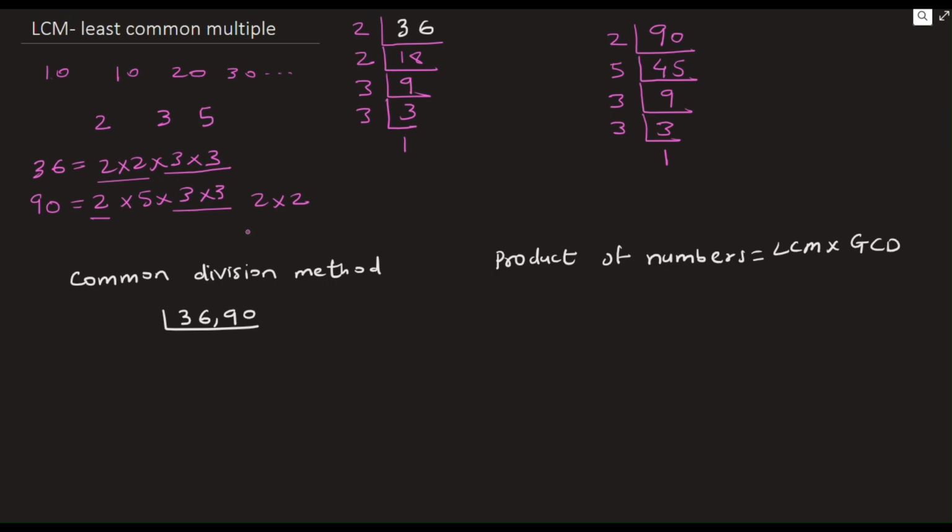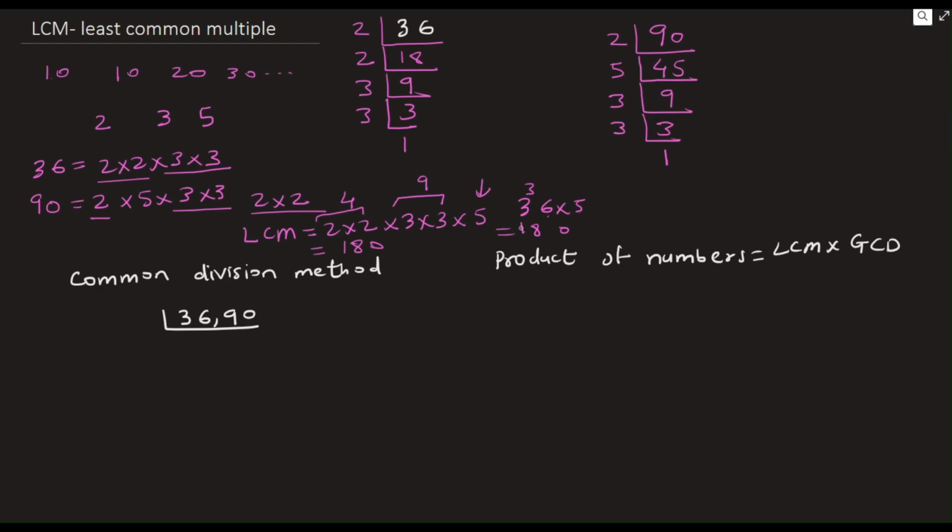Now I write the LCM. LCM equals 2 times 2, then 3 times 3, and then 5 occurs once, so times 5. The LCM is the product of all these numbers. So it equals 4 times 9 times 5, that is 36 times 5, which equals 180. So the LCM is 180.